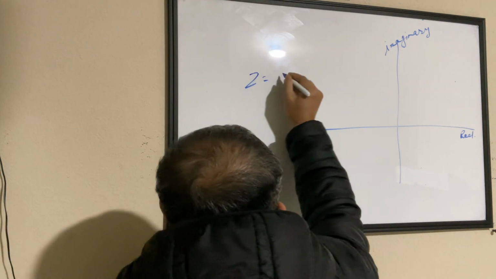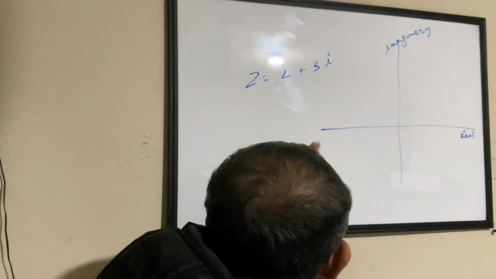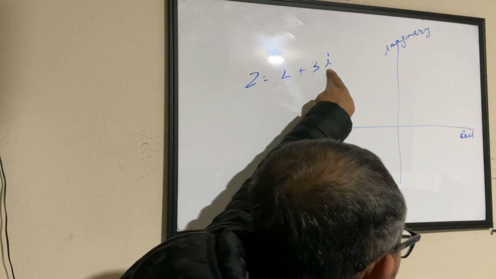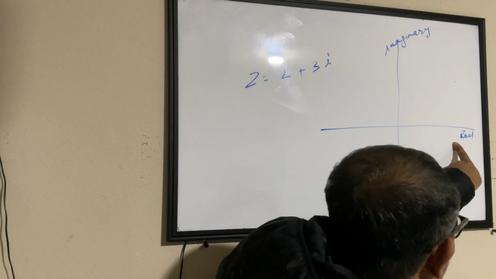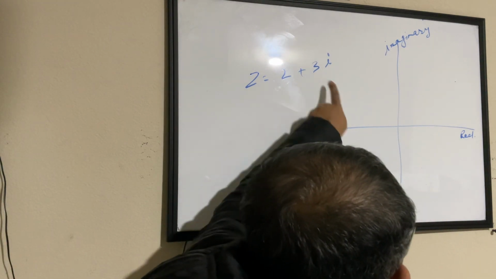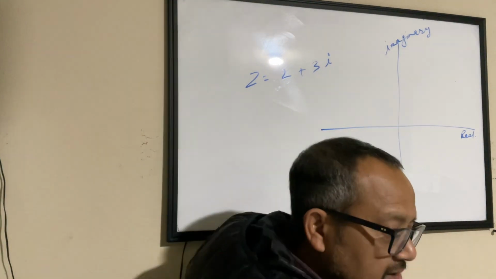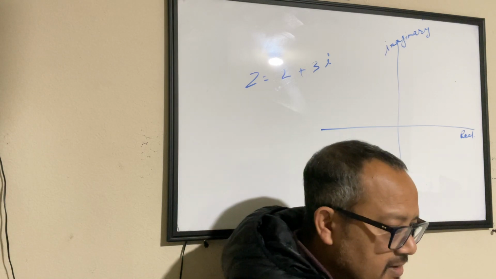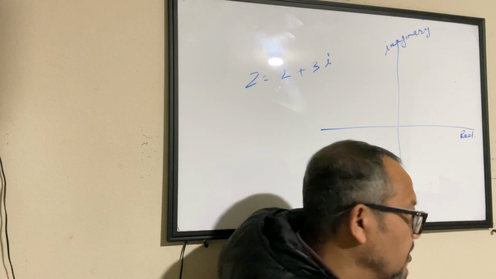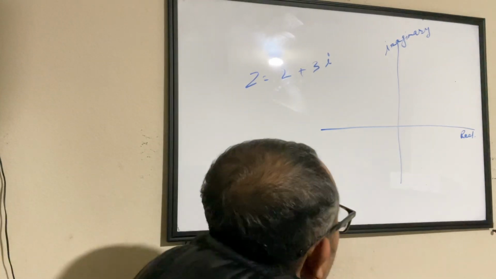So let's say I have a complex number 2 plus 3i. I will treat this as x and I will treat this as y. So whatever is my real component of the complex number, that will be in this direction, and whatever is my imaginary component of the complex number, that will be along this axis. Are you with me so far, Dave? Yes, sir.